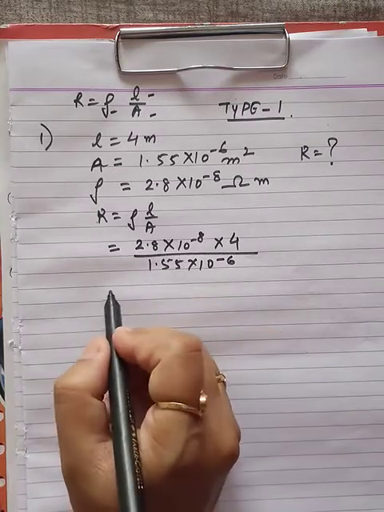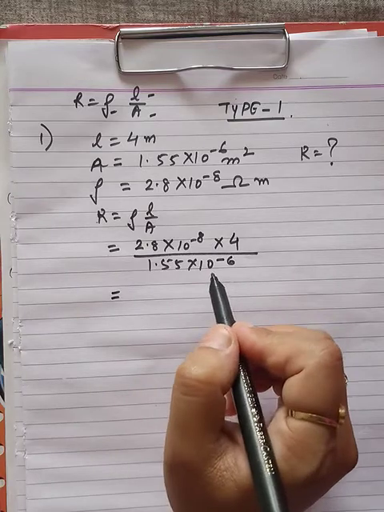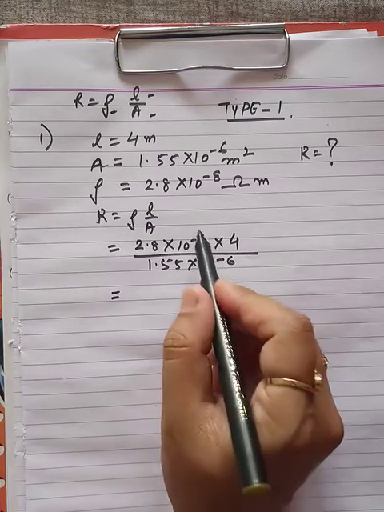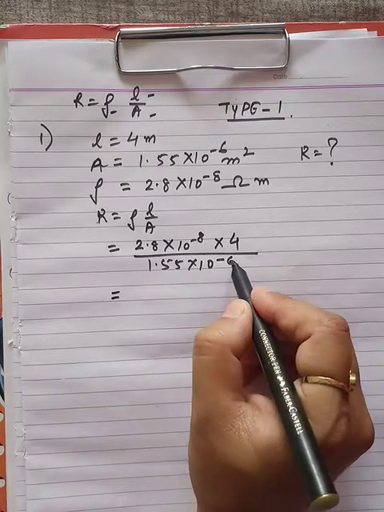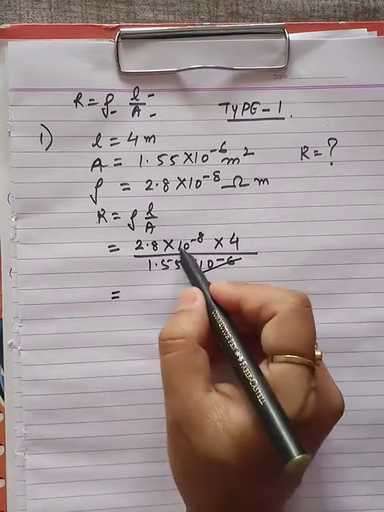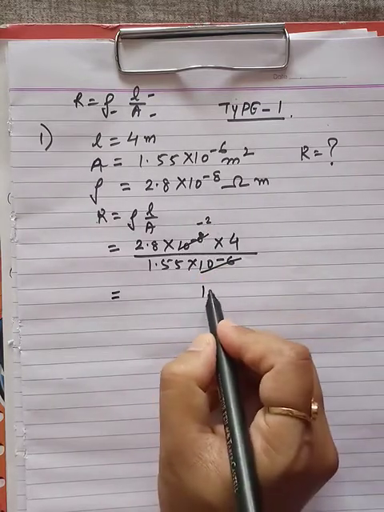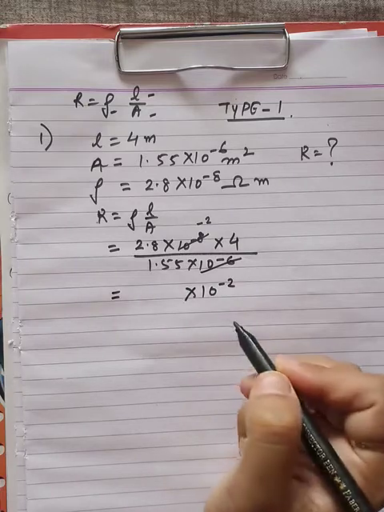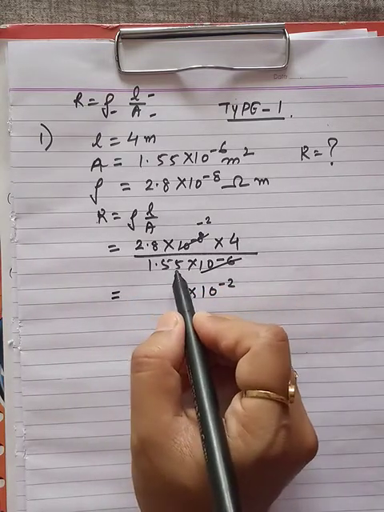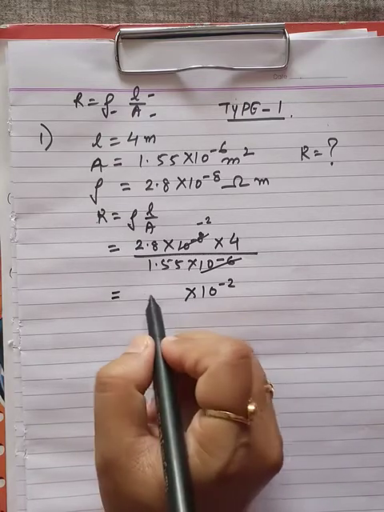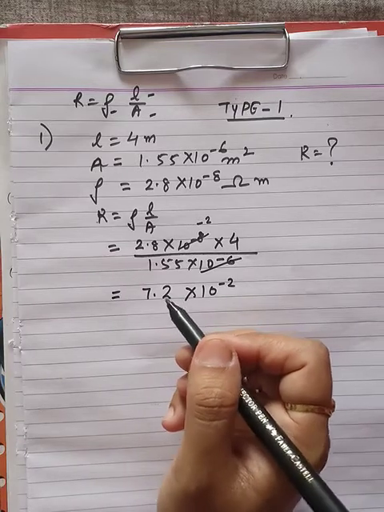So after solving this, first of all, it is important to know that we have to solve the powers of 10 separately and the other part separately. 10 raised to power minus 6 and 10 raised to power minus 8: the 6 zeros will be cancelled, so the power remaining is 10 raised to power minus 2. This is how we have to solve. And the other things we can multiply. 2.8 multiplied by 4 divided by 1.55, we should get a value of 7.2. I have calculated it and then I am writing it down.